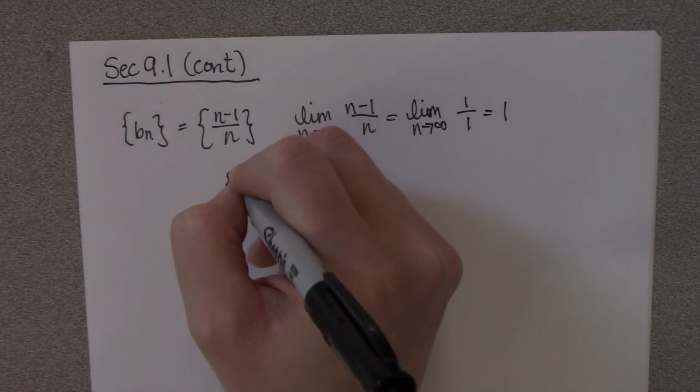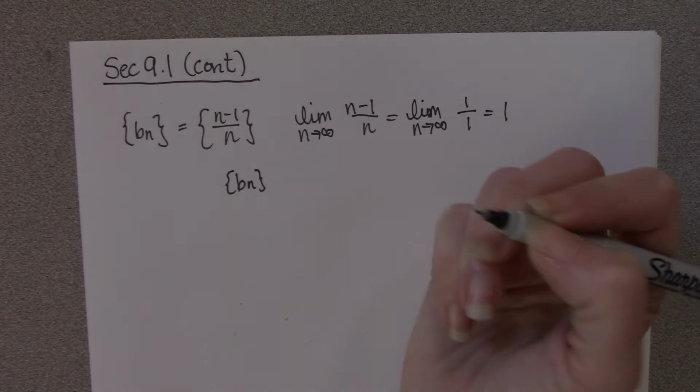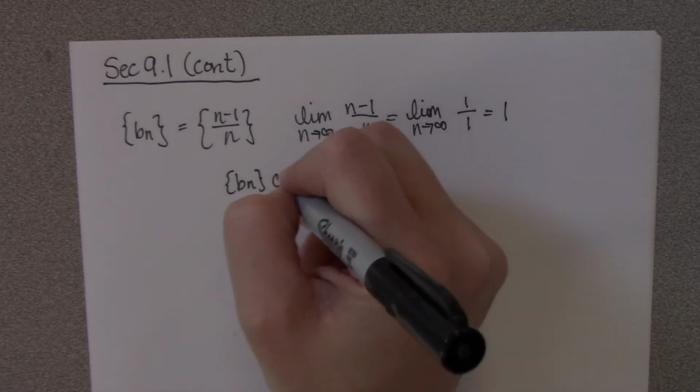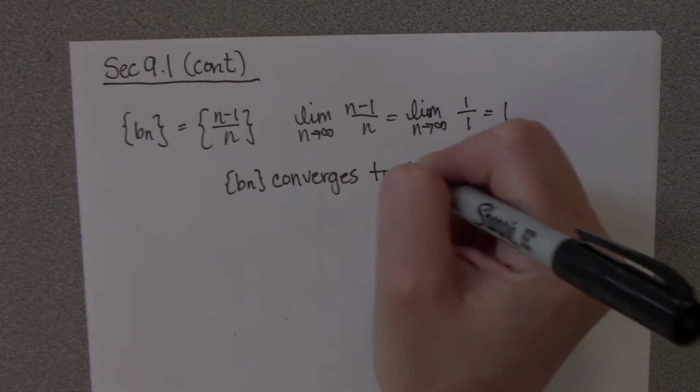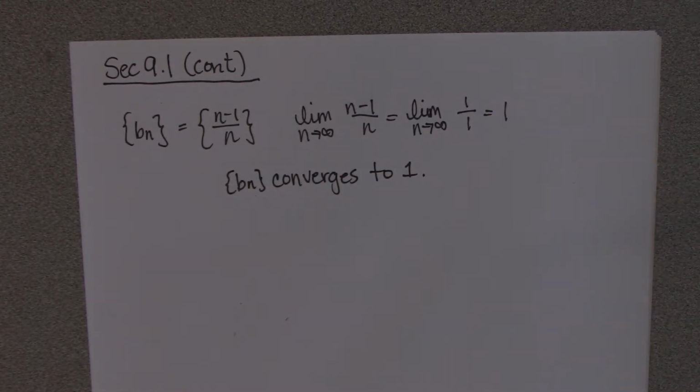But remember, I told you guys, if we're testing for convergence on a sequence, you need to explicitly state that the sequence converges to 1. So you have to tell me not just that it converges, but what value it's converging to. And for sequences, it'll just be the result of your limit. All right, so let's look at another one.